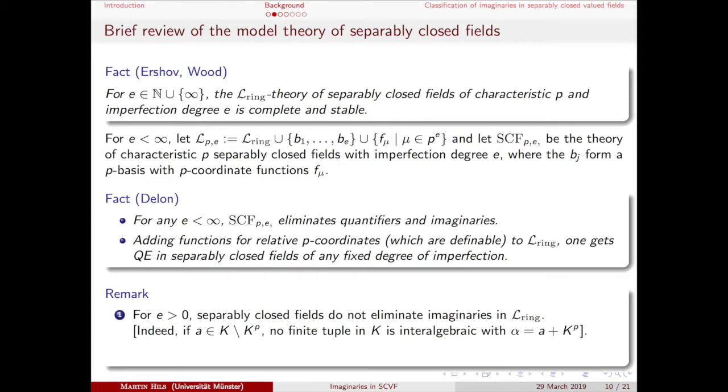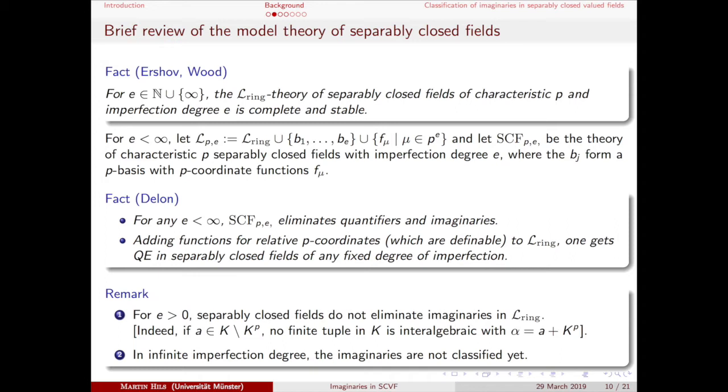Because even in finite degree of imperfection, whenever e is strictly positive, in the pure ring language you do not eliminate imaginaries, although ACF_p does. If you take an element which is not in k to the p, and you take the coset of k to the p, this imaginary is not eliminated. It's not even interalgebraic with a tuple from the field, so model theorists say it does not even have geometric elimination of imaginaries, where you only care about interalgebraicity. But if you add a p-basis, in finite degree of imperfection, you have elimination of imaginaries, because then it boils down to ideals. Okay.